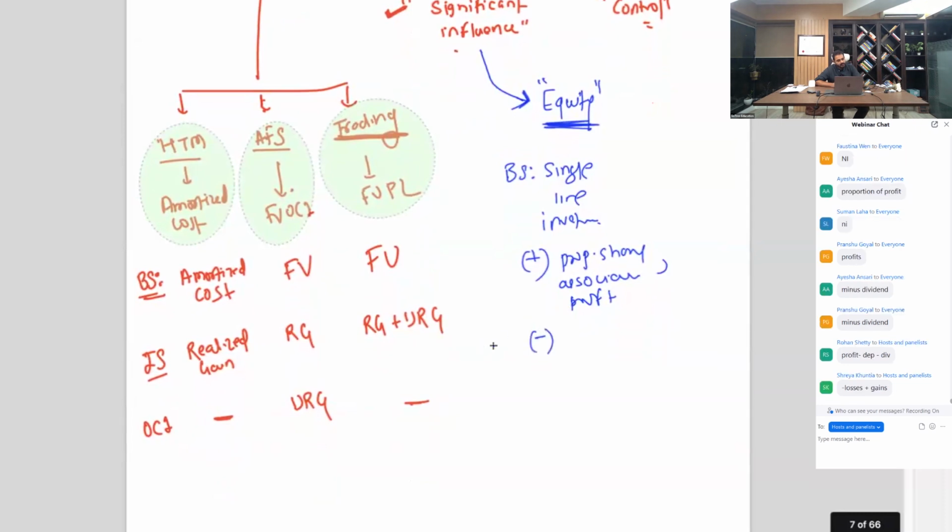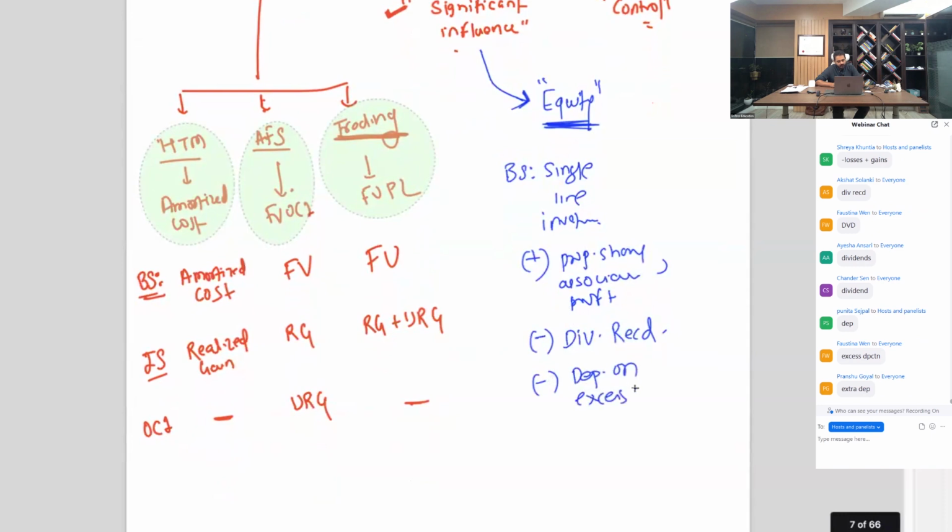What will my investment value decrease by? It will decrease by dividend received, and then there is also one technical adjustment here. It will also decrease by, correct, depreciation on excess of fair value over book value for certain depreciable assets.